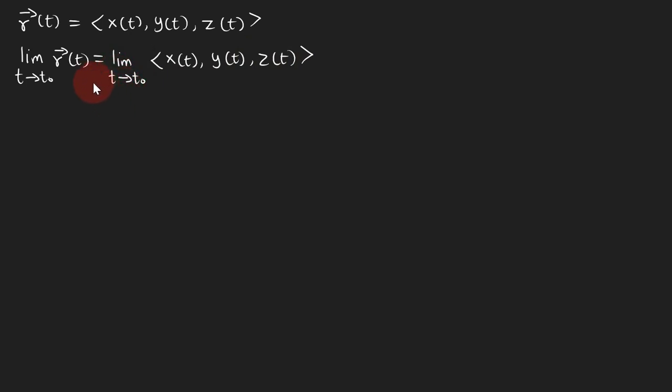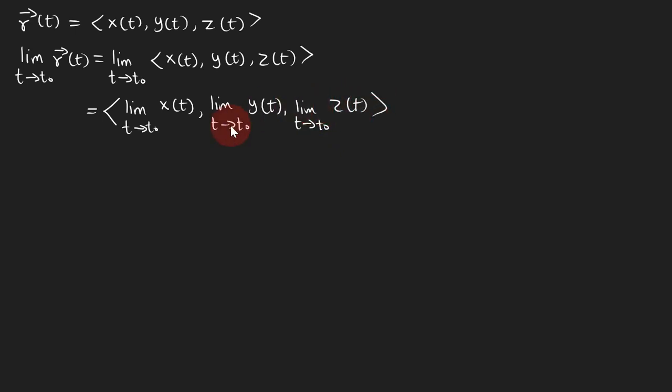One thing about computing limits of vector functions is that you can compute the limit of each of the component functions. So you can write this as the limit as t approaches t naught for x of t, comma, the limit as t approaches t naught for y of t, and then the limit as t approaches t naught for z of t. So you're going to compute the limits for each of the component functions. So that's how to compute the limit of a vector function.